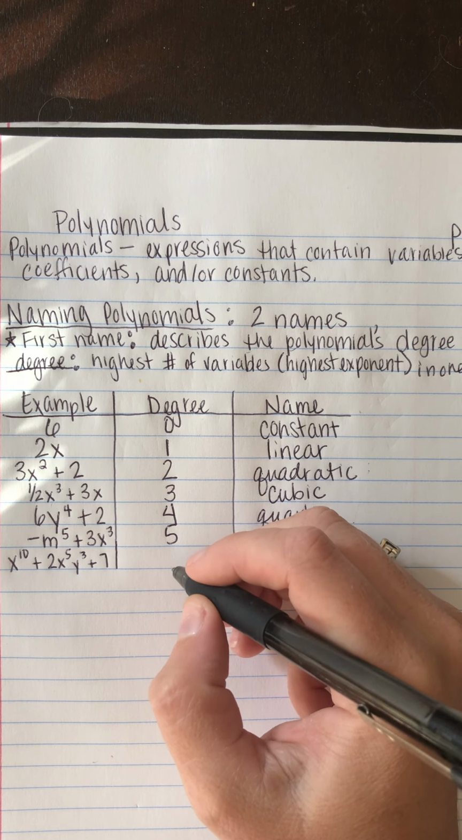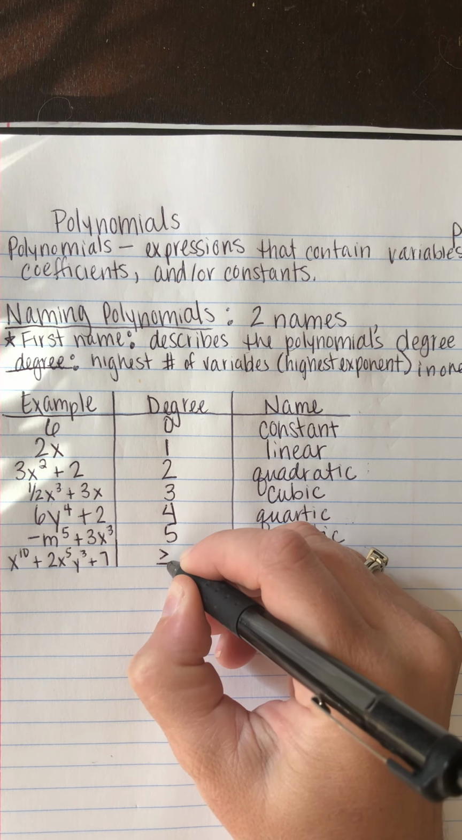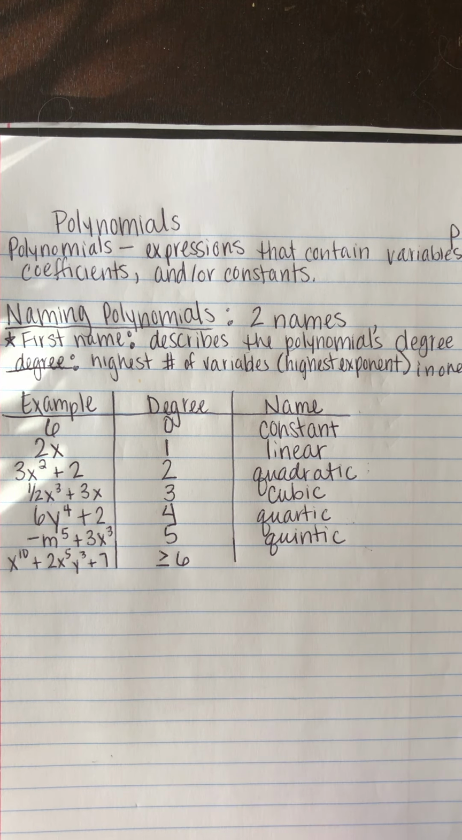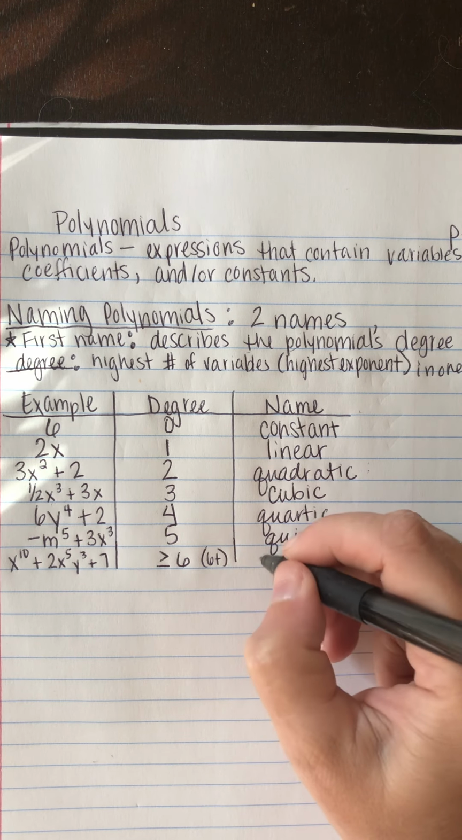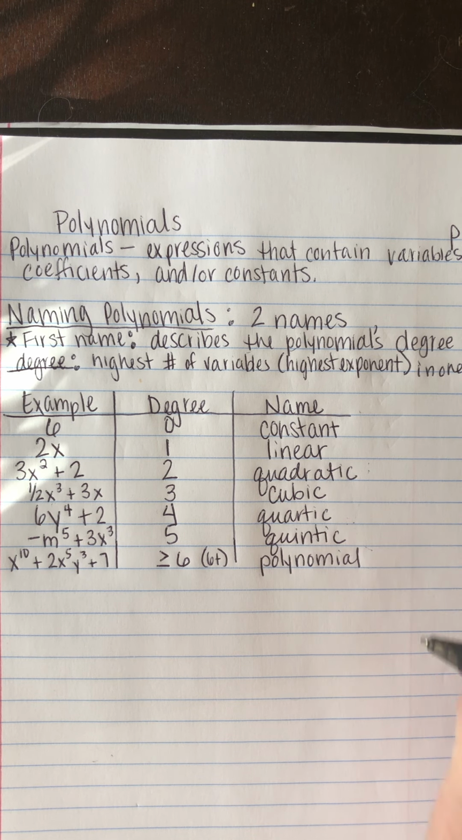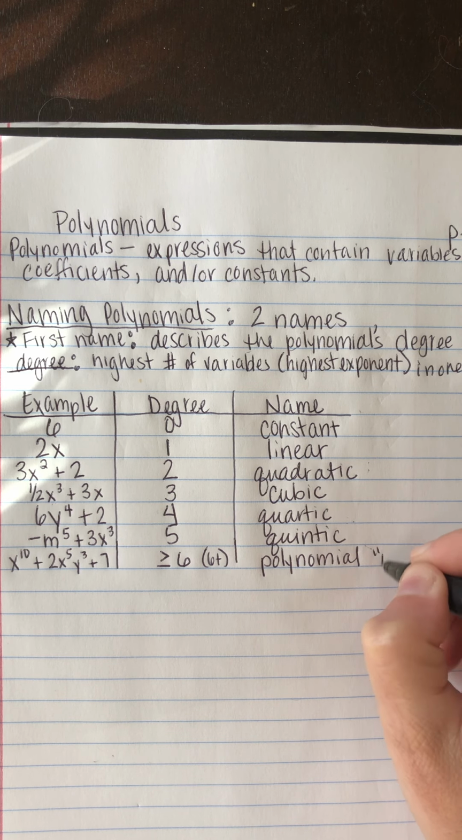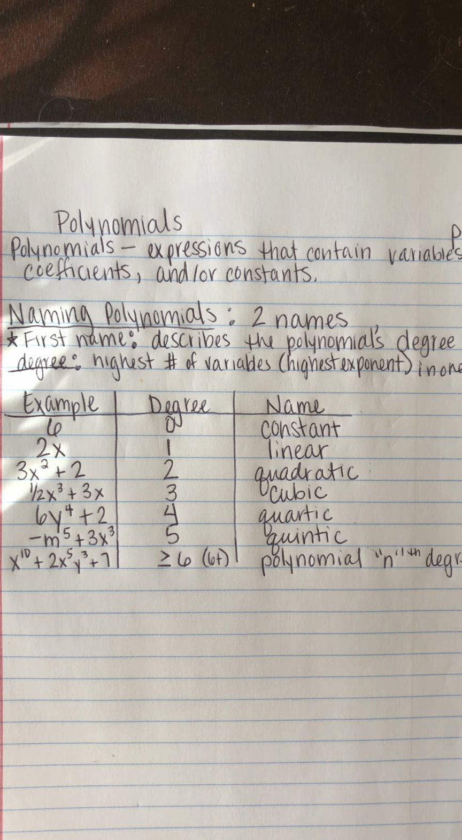But as long as your exponent is greater than or equal to 6, so 6 or 6 plus, anything bigger than 6 is just going to be referred to as a polynomial to the nth degree. Okay, so a polynomial to the nth degree. All right, so that's their first names.